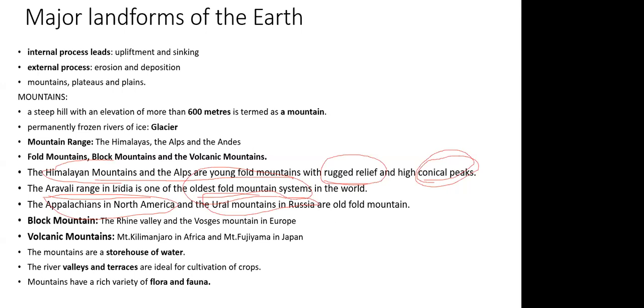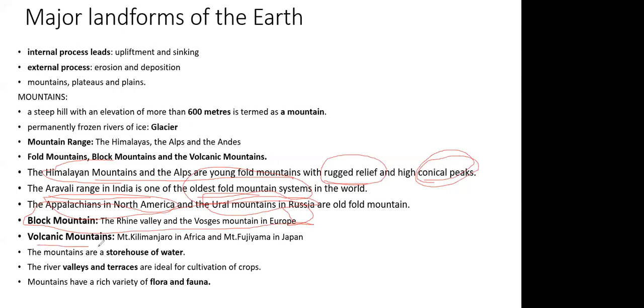Okay. Then Block Mountains: the Rhine Valley and the Vosges Mountains in Europe. These are examples of Block Mountains. I don't have a picture of this, but you can search on Google. You can find the Block Mountains examples, the Vosges Mountains in Europe and the Rhine Valley.